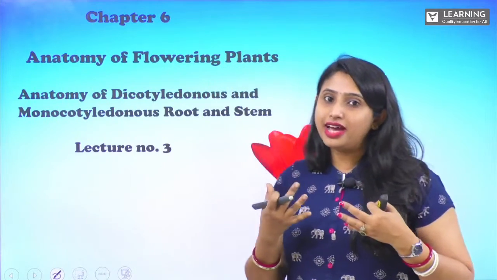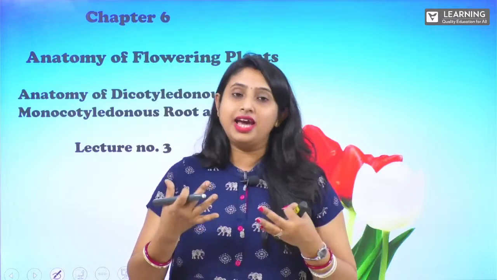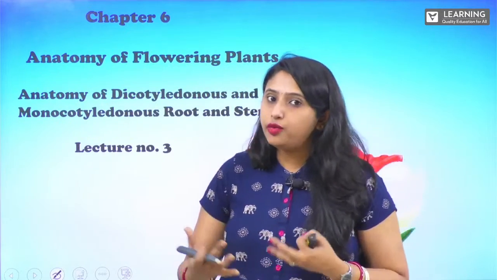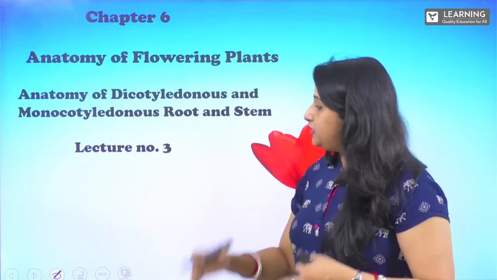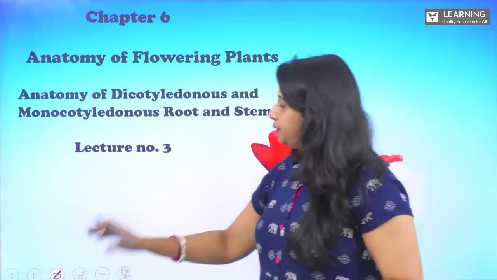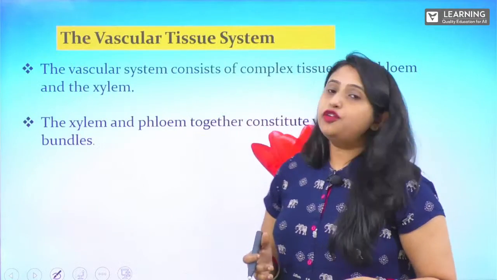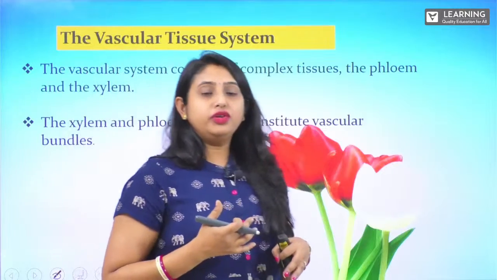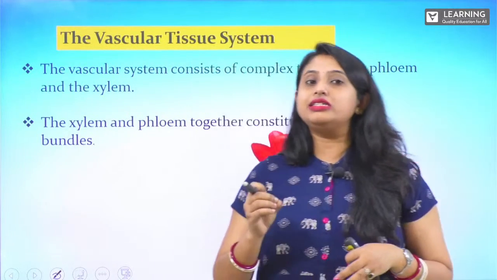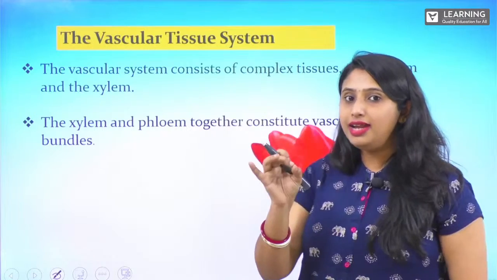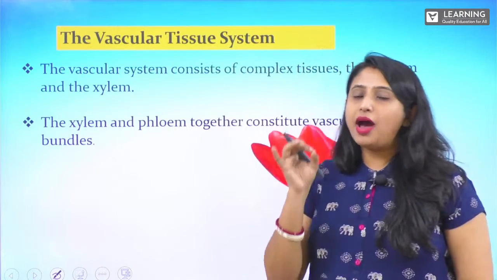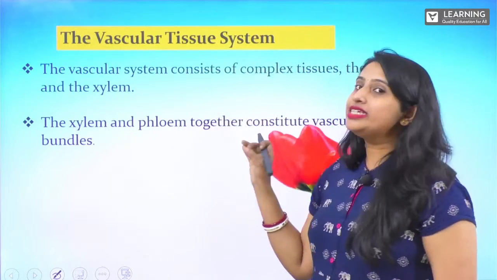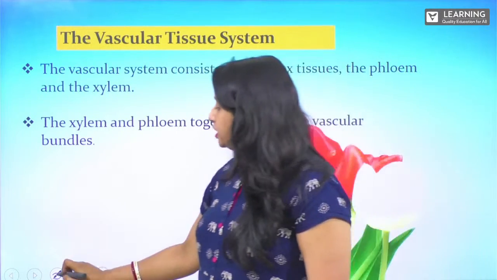If you see inside the root or the stem, the TS, that is the transverse section of the root and the stem, how it will look, we'll look into it, okay? So let's begin today's class. This is your lecture number 3. First of all, we'll be learning about the vascular tissue system. As you know, the vascular system consists of 2 things, xylem and phloem. Xylem and phloem, which are your complex permanent tissues, constitute your vascular tissue system.